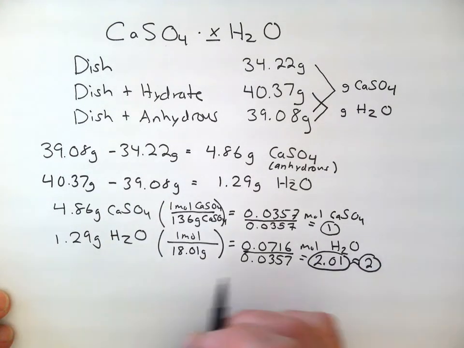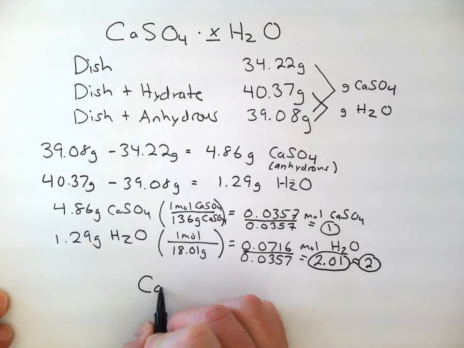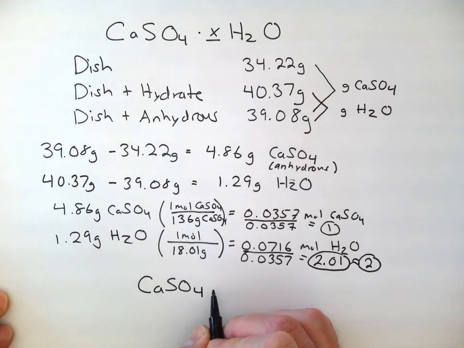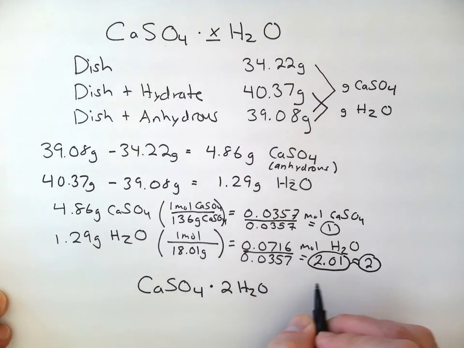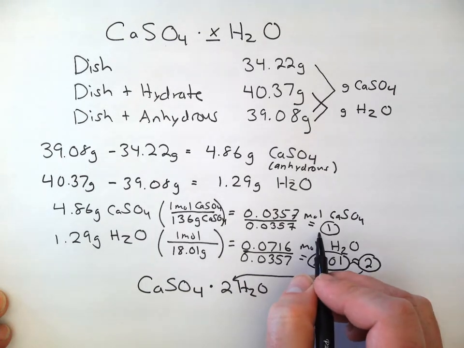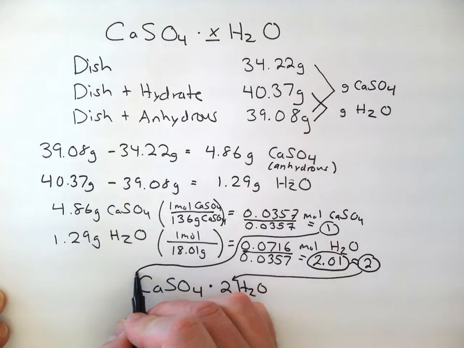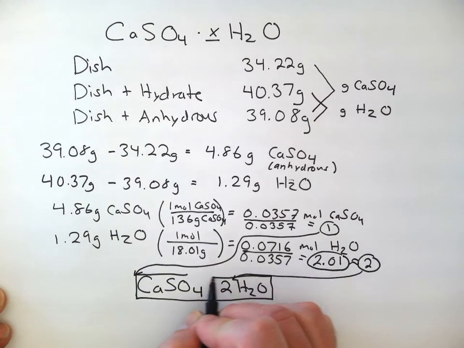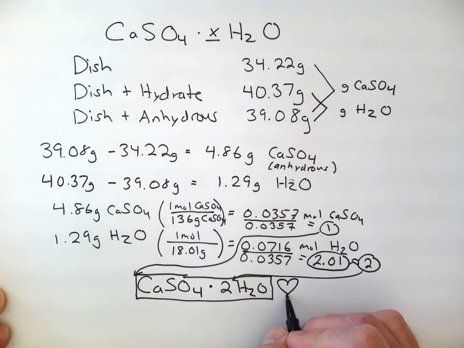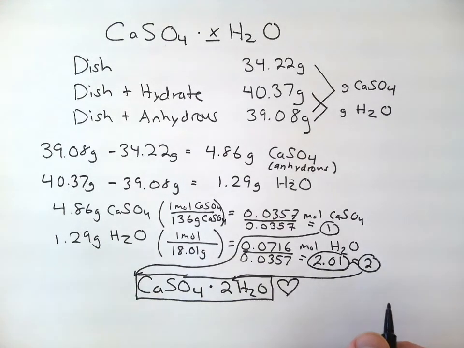So I now have a 1 and a 2, which means my formula is CaSO4 dot, that's not a multiplication sign, it's a dot, 2 H2O. The 2 goes there, and the 1 goes right there. And I'm going to highlight that for anybody reading my work. I'm going to put a heart next to it because we love it when we get a right answer. And there you have it. Calculating the formula of a hydrate using lab data.